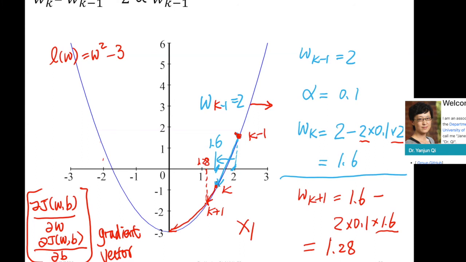You can just keep going further and further. Because this is such a nice function with only one unique solution, and the learning rate is not too large, it can guarantee that your iterative optimization converges to the optimal point. In this case, it is 0. So this is W star. This is really simple gradient descent.